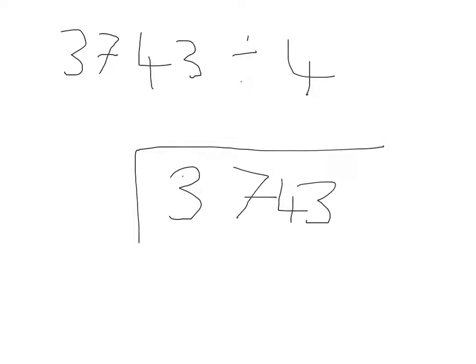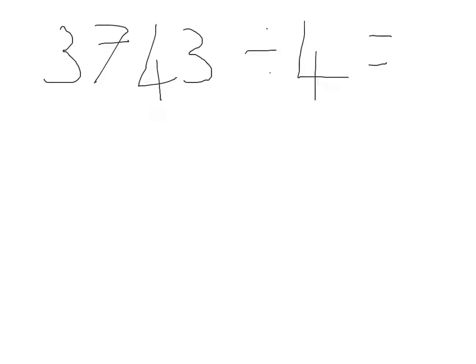Oh, I've done it wrong. First, you need to write down a sum. For example, 3,743 divided by 4. That's the one that I'll be using.